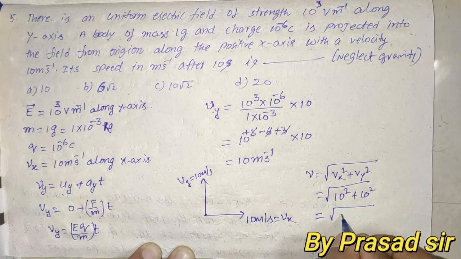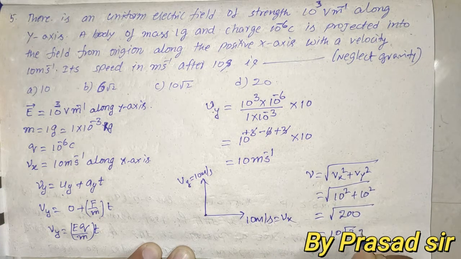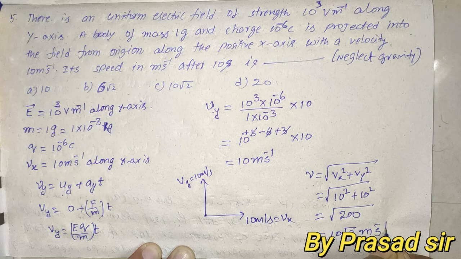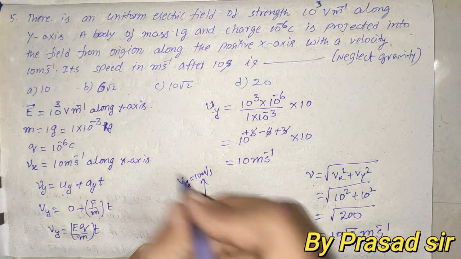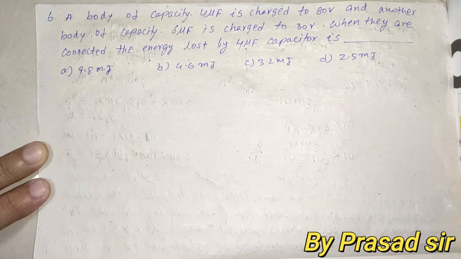So here it is 200, that is 10 root 2 meters second to the power of minus 1. So which option is correct here? C option is correct. Now the question number 6.